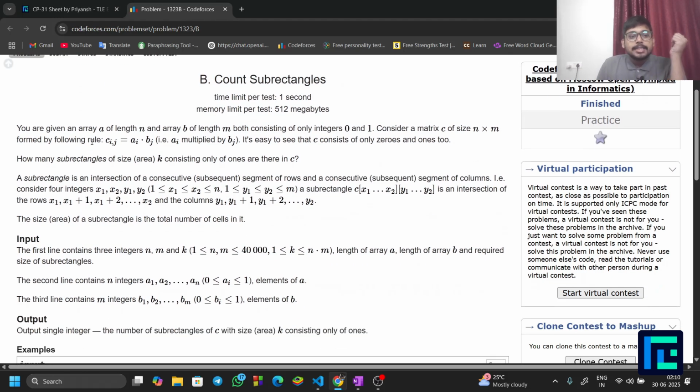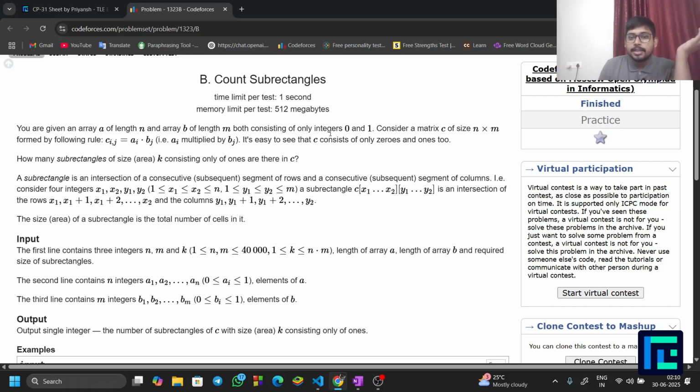We are given an array A of length n and array B of length m, both consisting of only integers 0 and 1. Consider a matrix C of size n cross m formed by the rule Cij is Ai into Bj. So you need to consider a matrix C which is formed from array A and array B, such that Cij would be Ai into Bj. This would be the element of the matrix. It's easy to see that C consists of only zeros and ones.